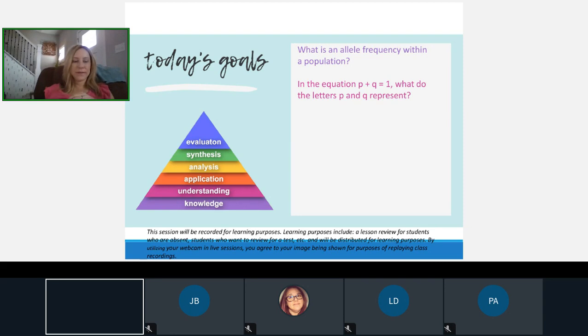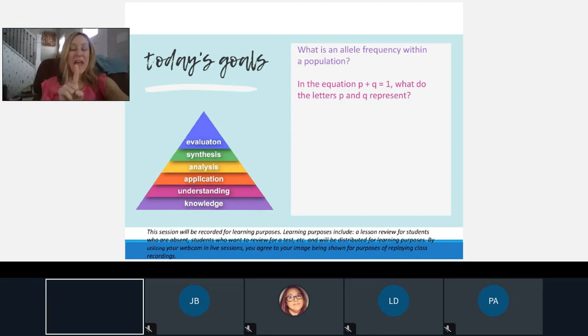What is an allele? Let's do a Monday morning wake up. Happy Valentine's Day, Peyton. What is an allele? Part of DNA, part of a gene. Good. An allele codes for one trait, all right? And it's a part of the code for one trait.